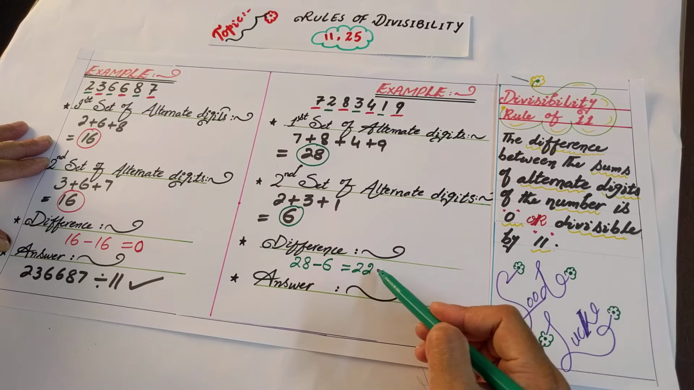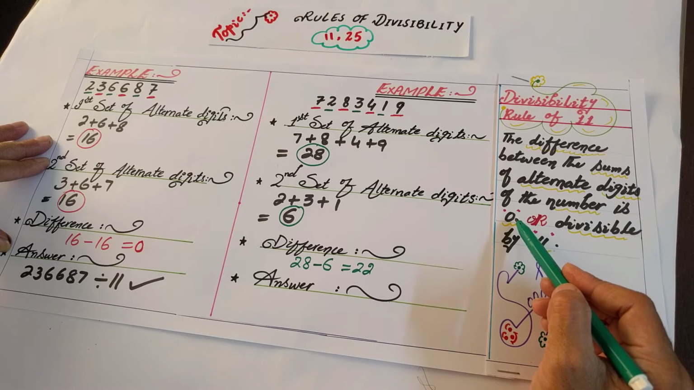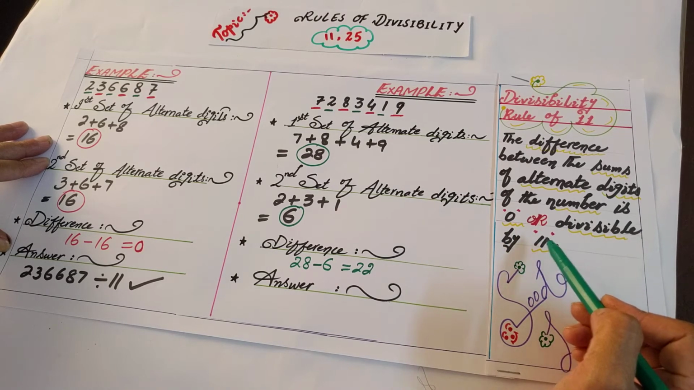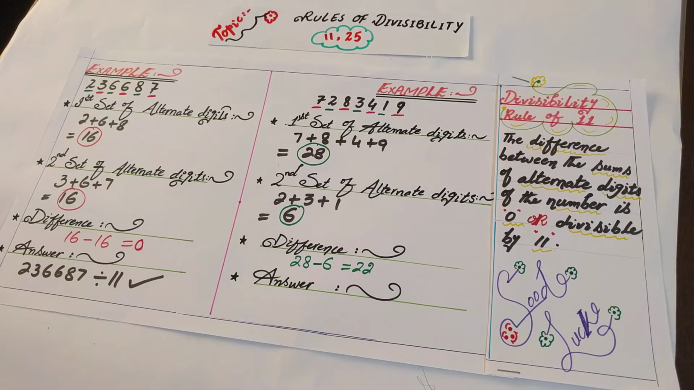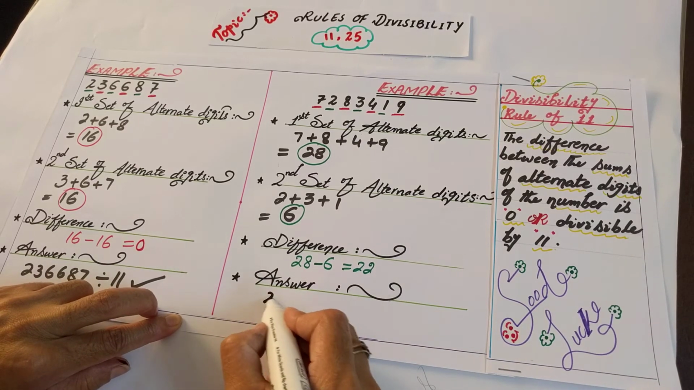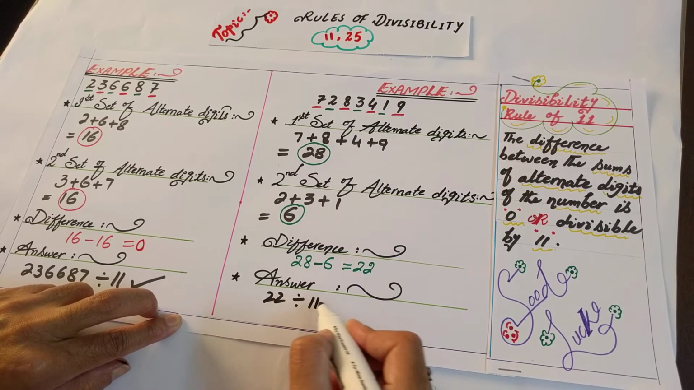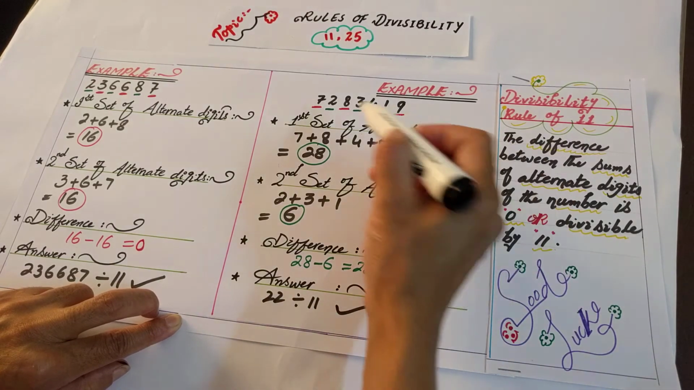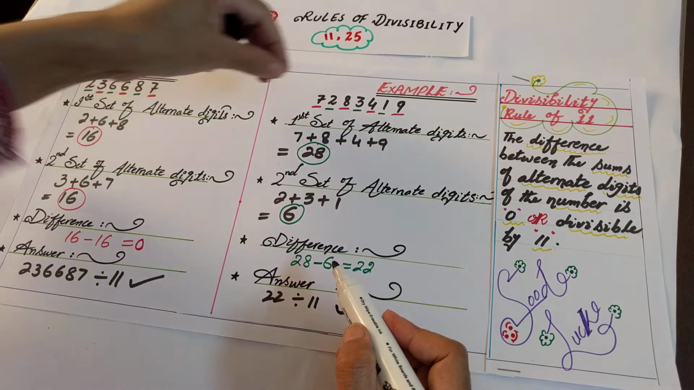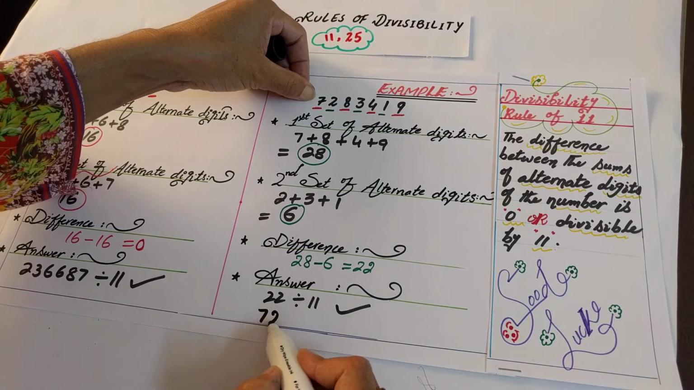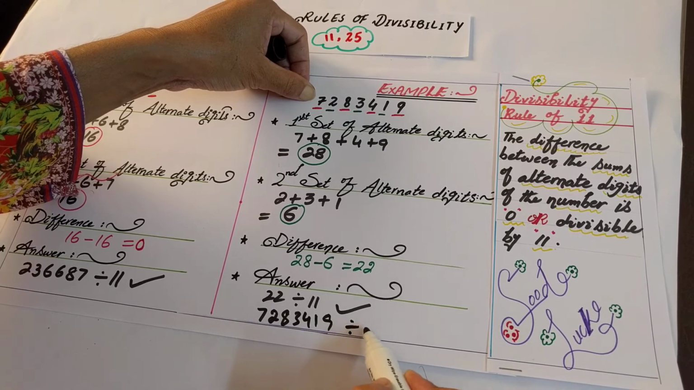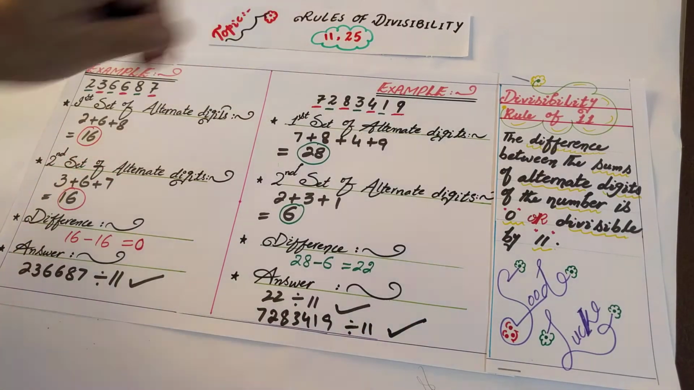We are getting another number. If we are getting a number other than 0, you will check the divisibility by 11 for that number. Is 22 divisible by 11? Yes, 22 is divisible by 11. So if this difference is divisible by 11, then this whole number will be divisible by 11. The given number 728341 is also divisible by 11.